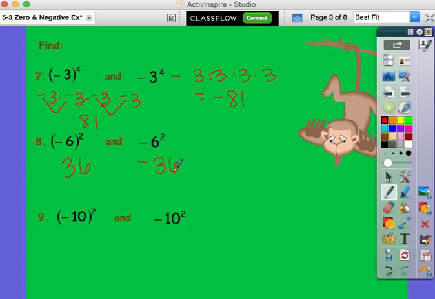Number 9? Negative 10 in parentheses squared, or negative 36. Oh, sorry, I was still on the last one. 100. Okay, you're going to have to bring it down. Okay, thank you for raising your hand.